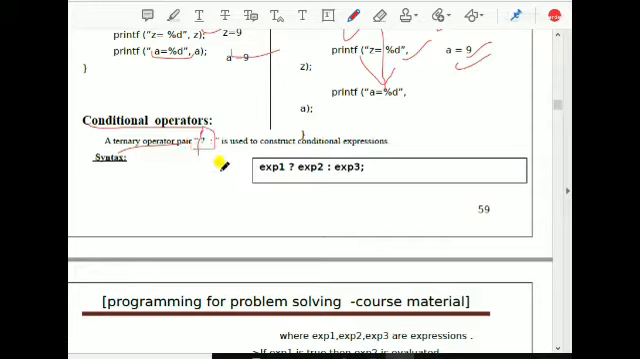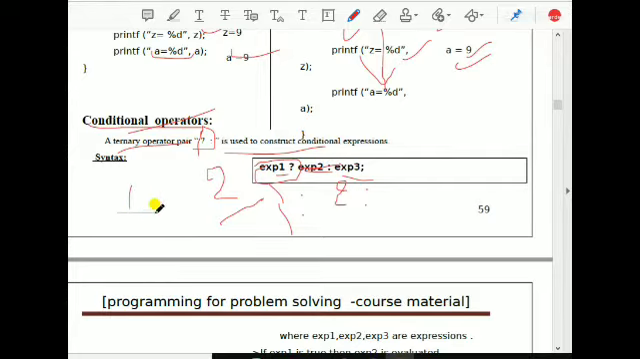In this we are using two symbols, one is the question mark and one is the colon. See here, the question mark and colon are called the conditional operator. It is used to construct a conditional expression like expression 1, expression 2 and expression 3. Expression 1 is the condition, and 2 and 3 are for true and false, like an if else condition only.